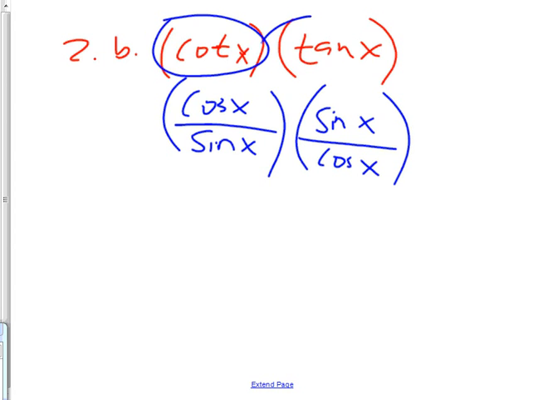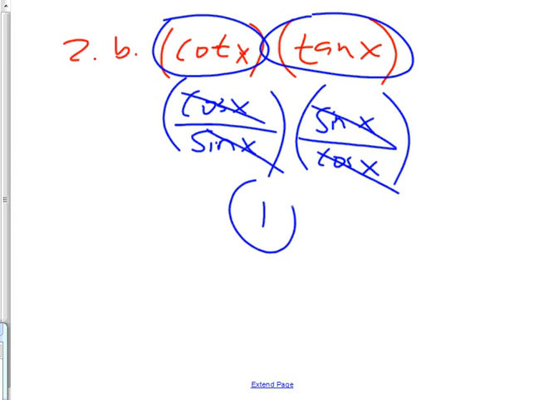It'll work. And there would have been a faster way. Do you get that this and this are inverses of each other? And what do inverses make when you multiply them? They make 1. Otherwise, I could have just done what I just did. Cancel, cancel, cancel, cancel. Everything turns into a 1. So it's 1 over 1, which is 1. Either way, 2b came out to 1.